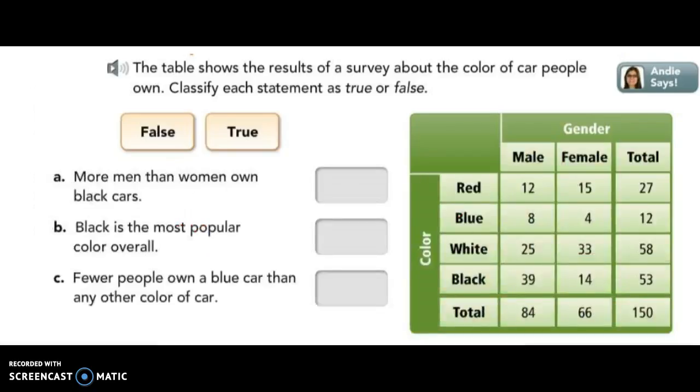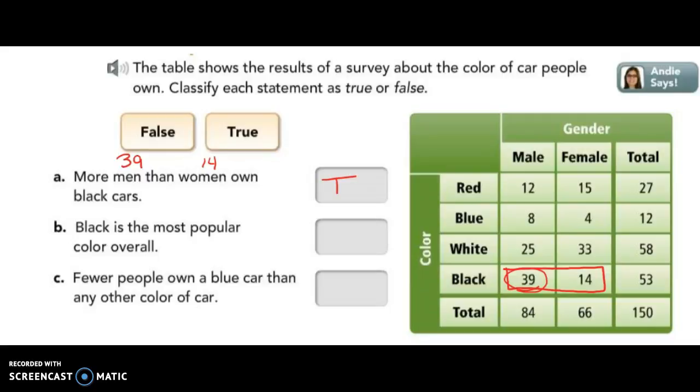This table shows the results of a survey about the color of car people own. We want to decide if each statement is true or false. And it says more men than women own black cars. So we're going to take a look at our survey, and we're just looking at black cars, and we're going to compare men versus women. And this statement is true because we have 39 men that own black cars and 14 women. So more men than women own a black car.